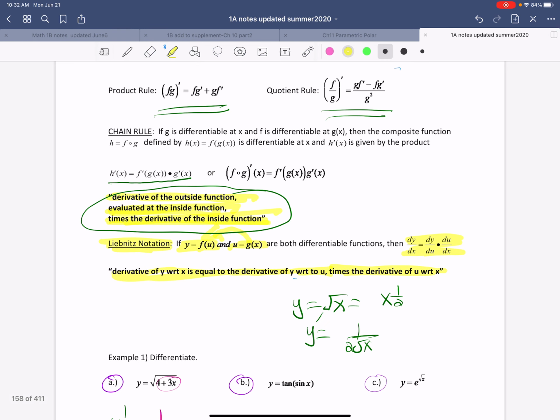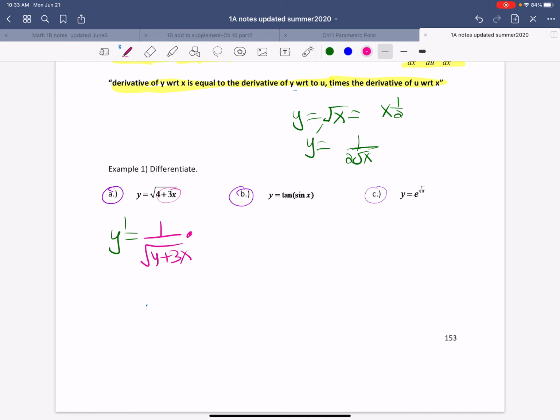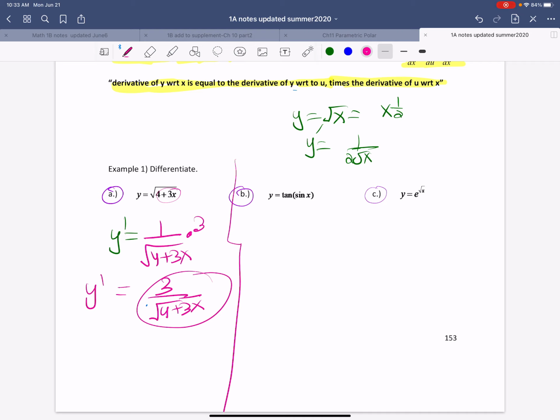So derivative of outside function evaluated at inside function, that's what we just did. Now we're going to do times the derivative of inside function. What is the derivative of 4 plus 3x? It's going to be 3. So y prime is 3 over 2 square root of 4 plus 3x. Next, we have y is equal to tangent of sine x.